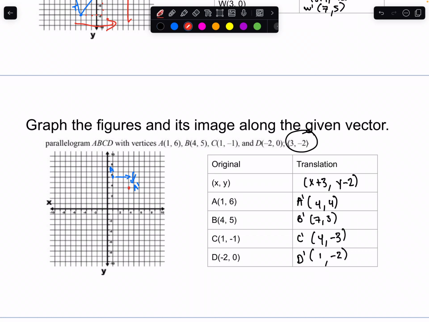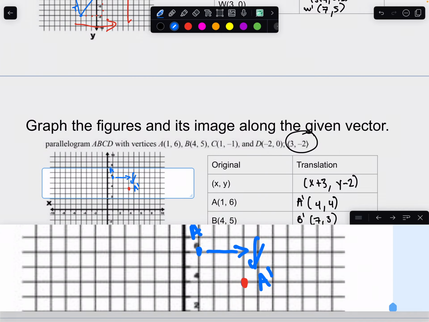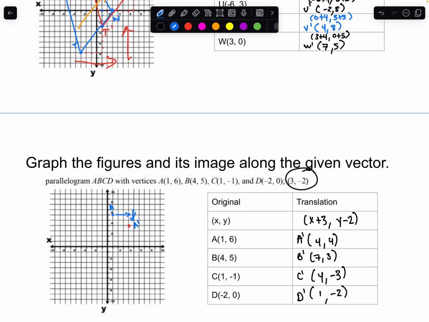So let's do the original one in blue and the new one in red. So I have 4, 5. This point is B. 1, negative 1. This point is C. And negative 2, 0. This point is D. It seems like we have a bit of a rectangle here. Assuming that my lines are straight, we're going to move this over and you can see where it belongs when I plot the other points.